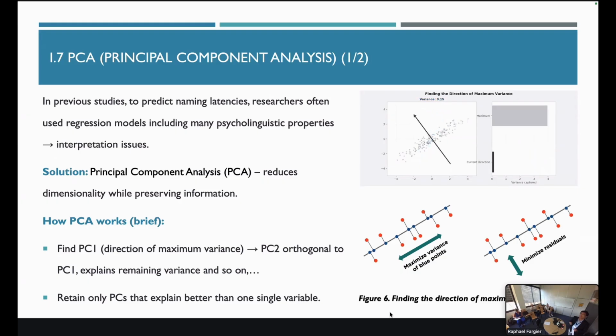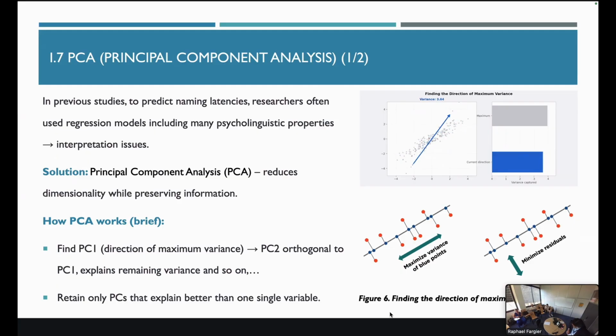Another limitation of previous studies is that when trying to predict the naming latency, the researchers often used a regression model with a lot of psycholinguistic properties as the independent predictors. That can cause some interpretation issues. So to address this issue, we also introduced in our study the principal component analysis method. It is a method that can help us reduce the dimensionality while preserving the information.